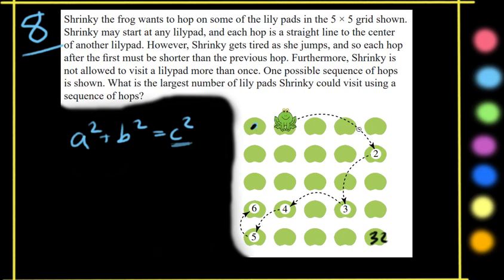And what if I go over 4 and down 3? That'll be 16 plus 9, right? Yeah, so that's our 3, 4, 5 triangle. That gives us 25 for c squared.